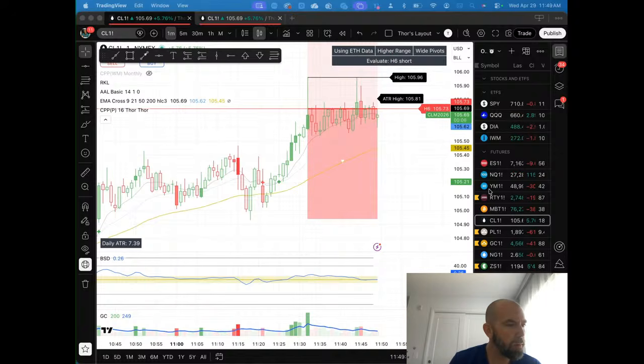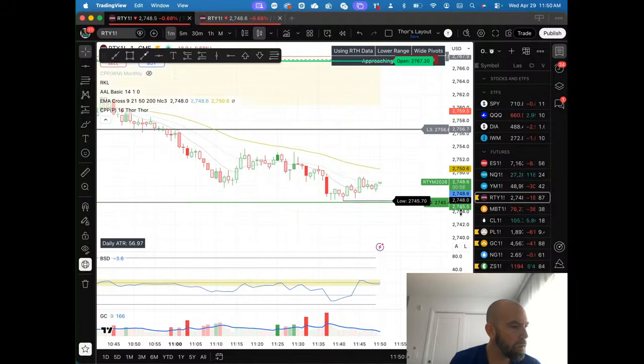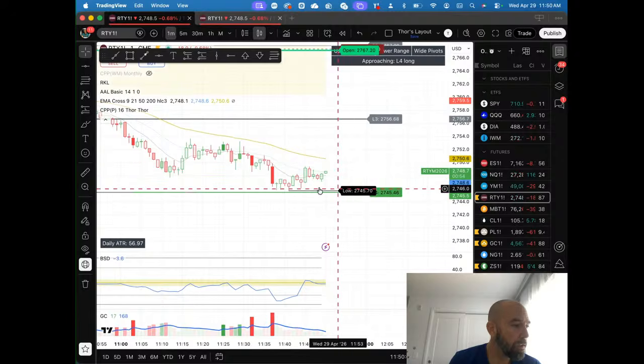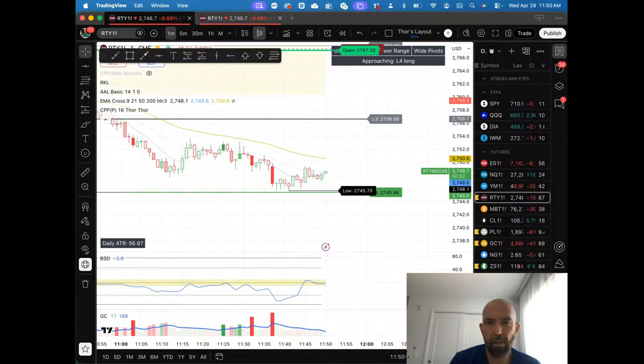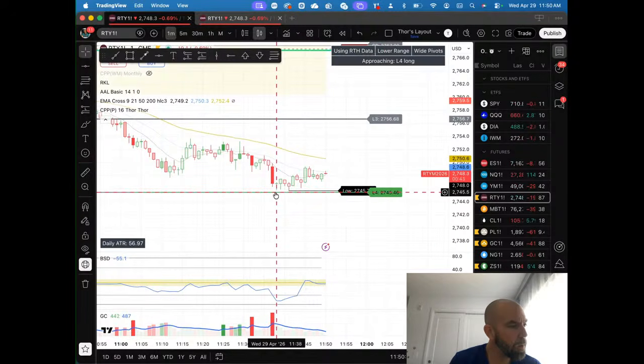Let's look at RTY real quick. Oh, wow. RTY looks like it could be a buy here. It's still a little negative. It didn't hit the level, but it would have alerted if it had gone a little bit lower.